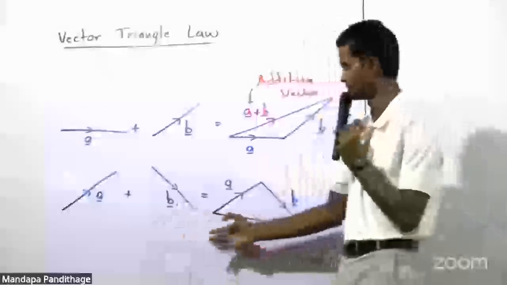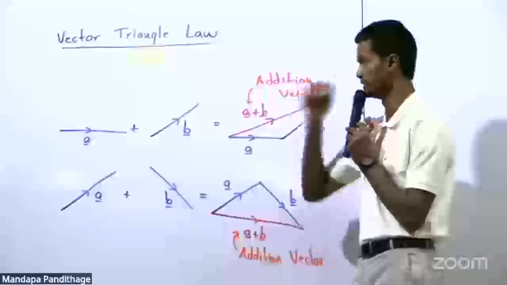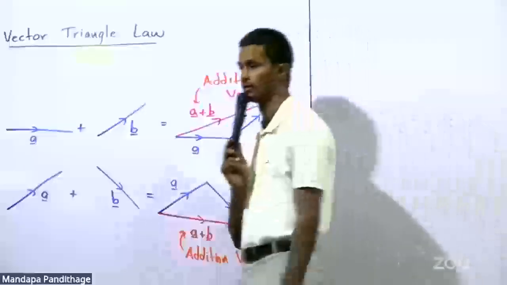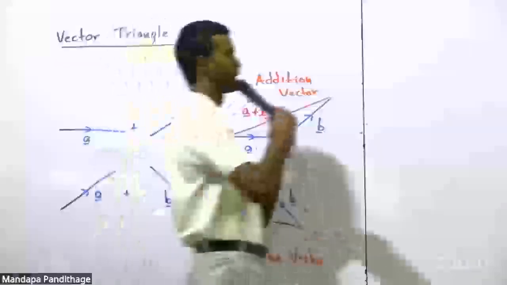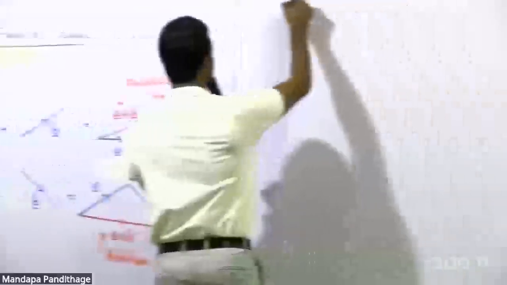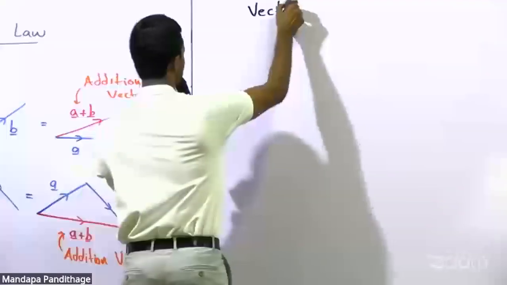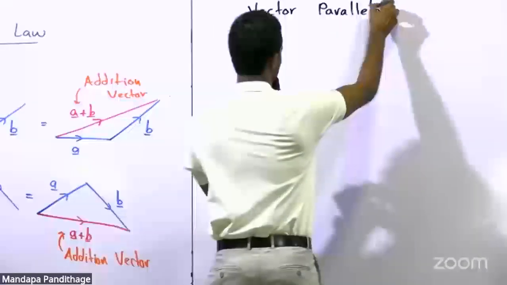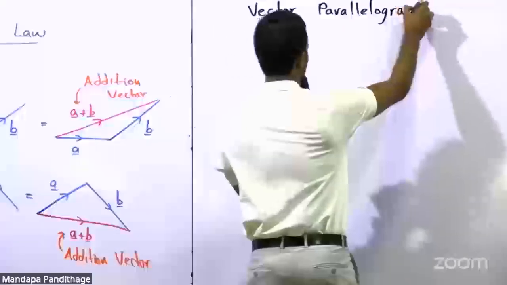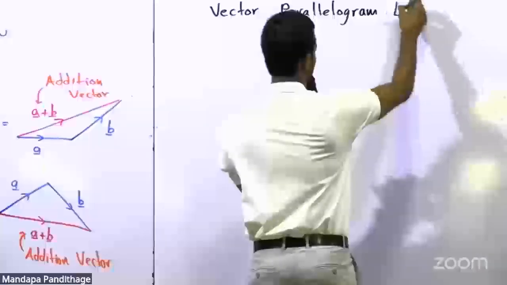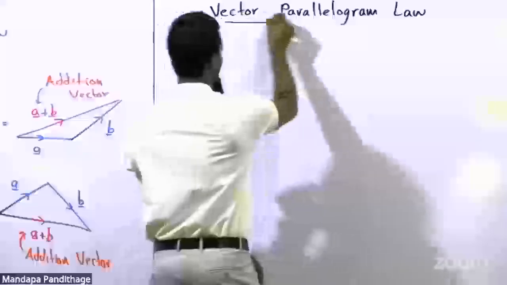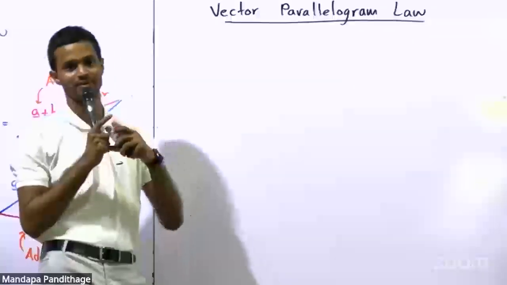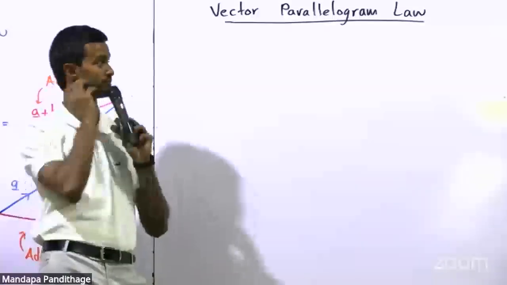Right now both of these are the vector triangle law. Then write the next one, vector parallelogram law. If you don't know how to write parallelogram, look at the shape on the board. Vector parallelogram law.